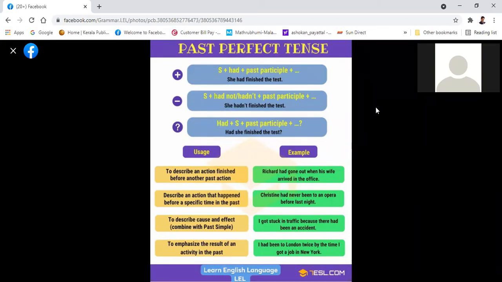He had written twice the examination. He had written twice the examination before he passed. It means two times he had written, that I want to stress. For that, I used, that is called result, to emphasize the result of an activity in the past. So I hope you people understood.